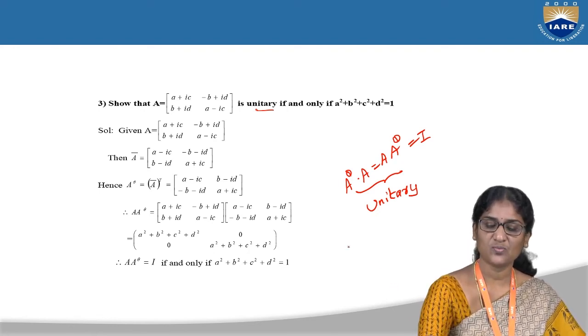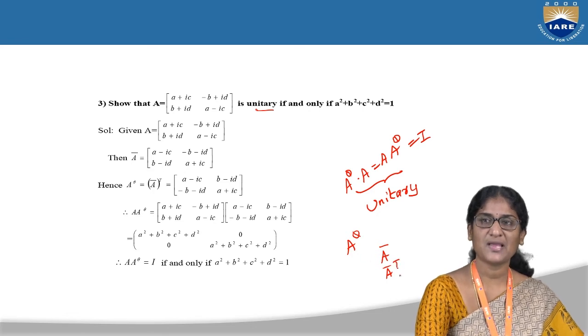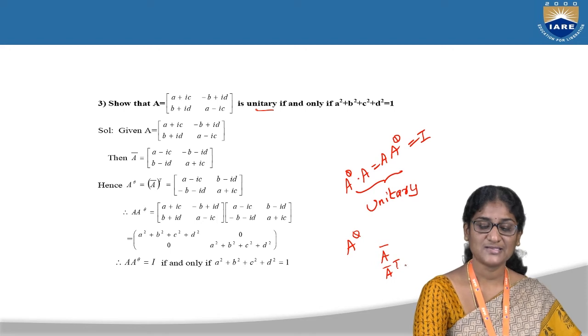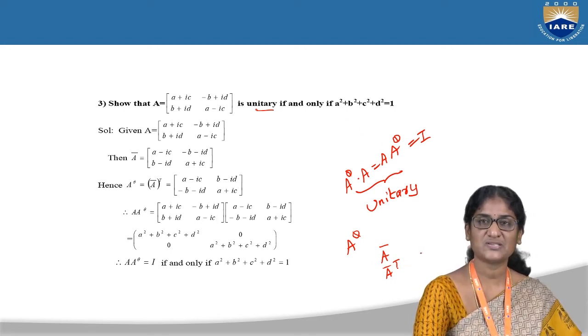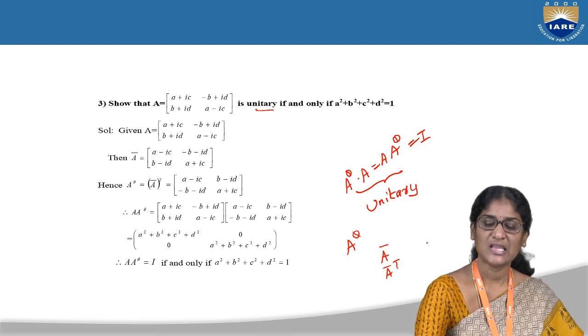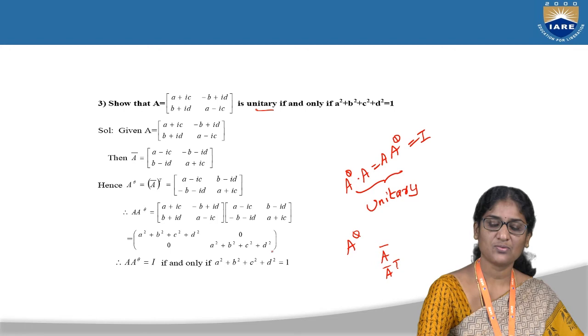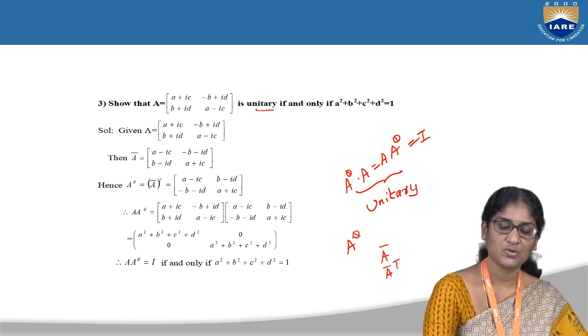For that, we need to work out A to the power of theta. We have to take A bar transpose and multiply this with A and see whether we are getting the identity or not. And one condition is given, that is A square plus B square plus C square plus D square is equal to 1. Using this condition only, you can prove that the given matrix is unitary. Otherwise, we don't get it, right?